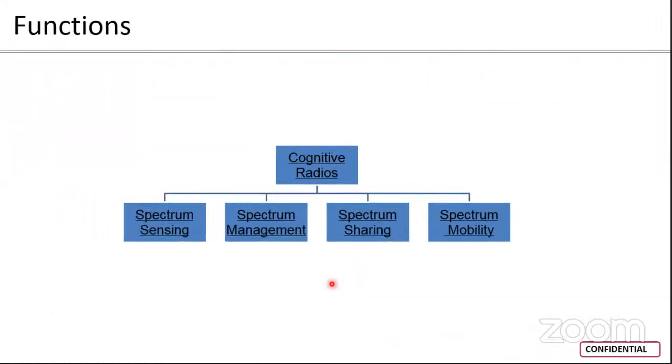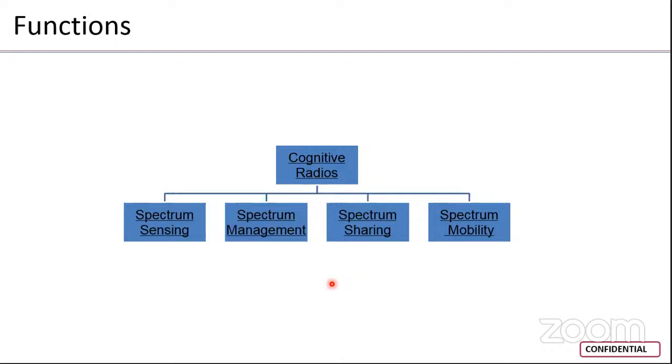These are the functionalities of cognitive radio: spectrum sensing, spectrum management, spectrum sharing, and spectrum mobility. Out of these, we are going to concentrate on spectrum sensing alone, because cognitive radio is a wide area and just 2 hours is not sufficient to discuss all four functionalities. I'll give an intro about each function, then you can refer to the documents and research papers available in IEEE and other resources to enhance your knowledge.